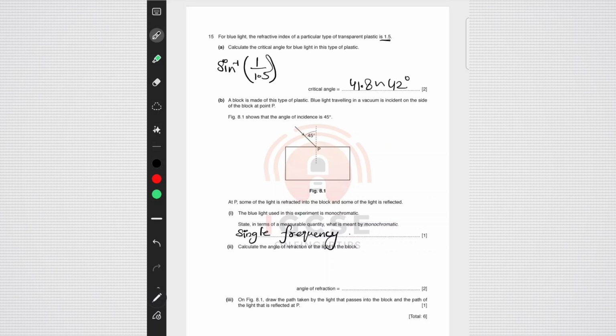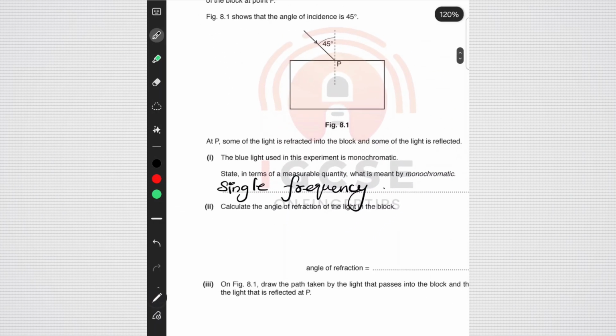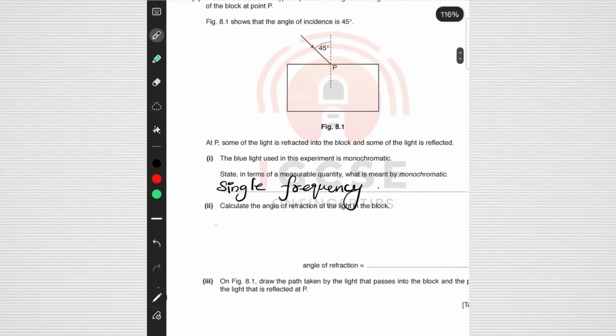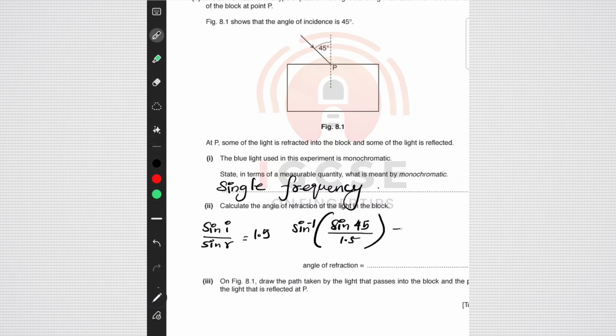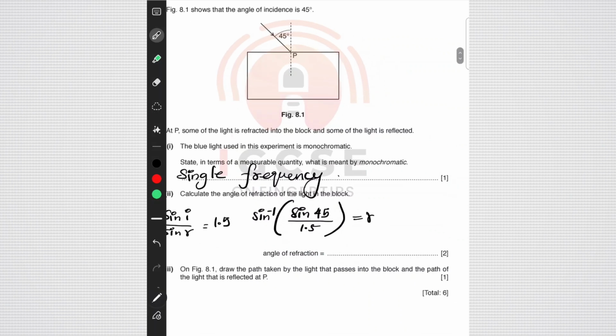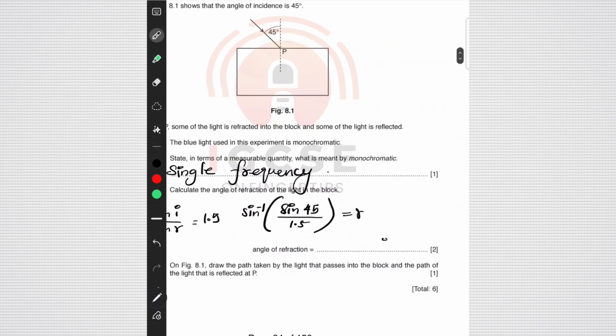Calculate the angle of refraction of the light in the glass block. So what you do, you simply write it like this. You have sine i upon sine r is equal to 1.5, and as you are using blue light, you can keep using this formula. So keeping the values, you have sine 45 upon 1.5, sine inverse of this whole thing is equal to r, right? You can write down that answer and add degrees to it.